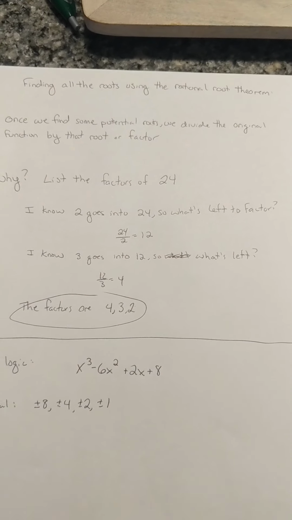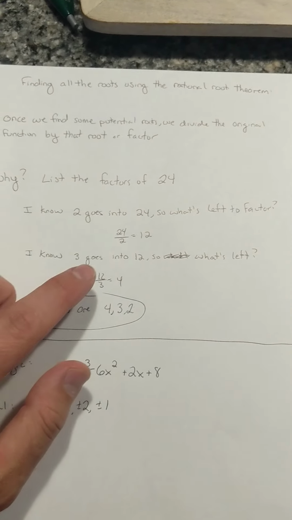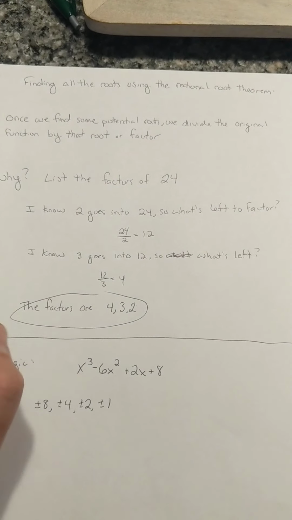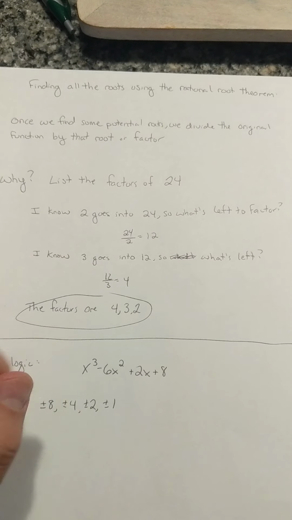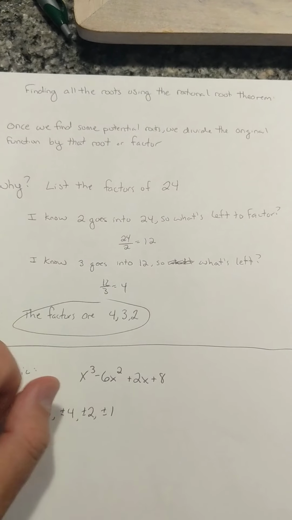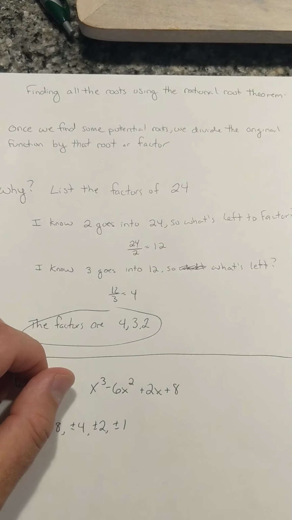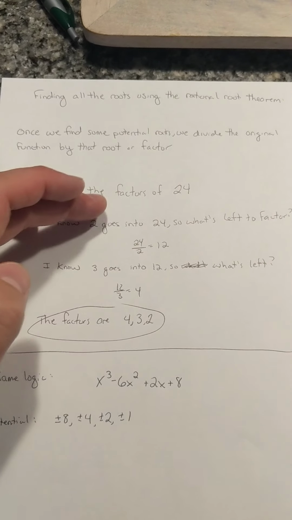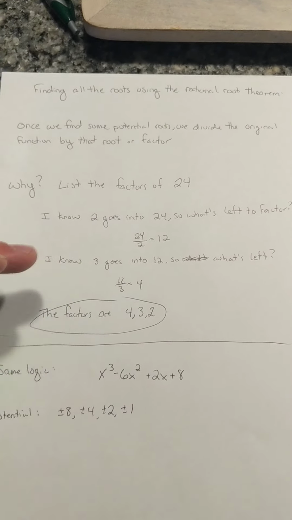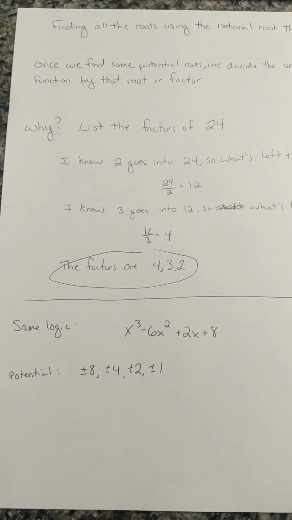Well, what's a number that goes into 12? I know 3 goes into 12 evenly, so what's left? Well, 12 divided by 3 is 4. So I can say the factors of 24 are 4, 3, and 2. Or I could cut this down even more, saying that's 2 times 2, so 2, 2, 2, and 3. So that's just the general idea of what we're doing. We reduced it until we got to a number that we were comfortable with. We're now going to be doing that with this polynomial.